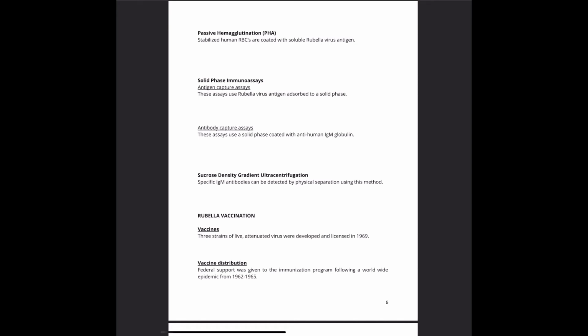And then we have the antibody capture assays. These assays use a solid phase coated with anti-human IgM globulin. After incubation and washing, reagent containing rubella antigen is added.